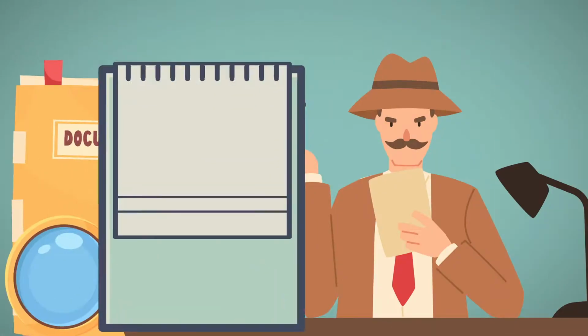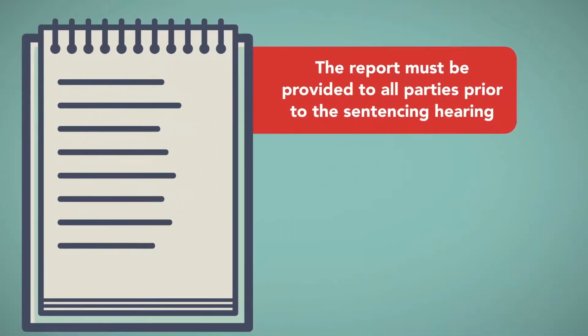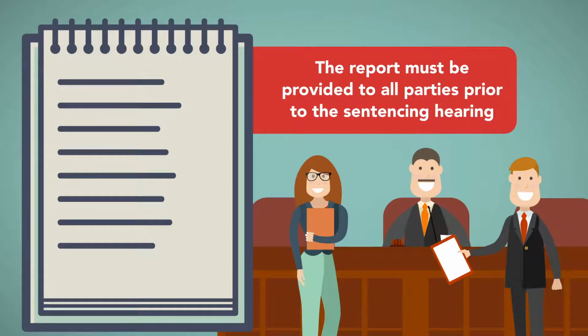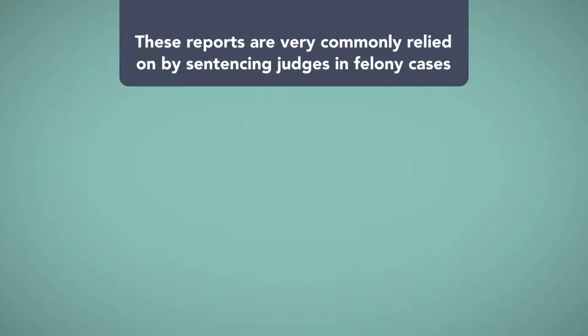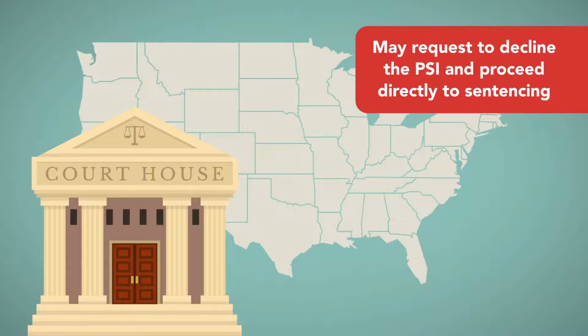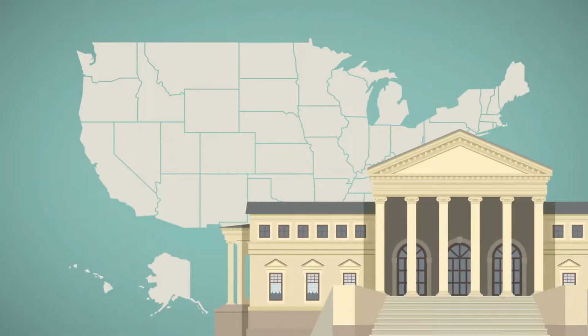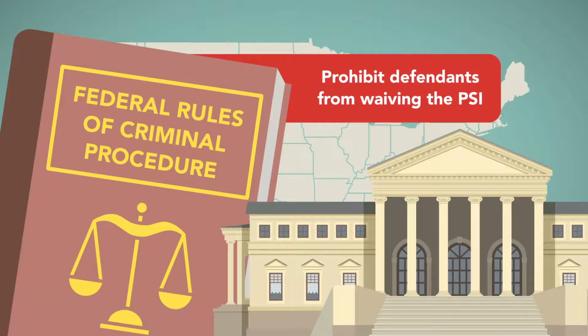After a PSI is conducted, a detailed report is issued that contains a wide range of information about the defendant. The report must be provided to all parties prior to the sentencing hearing, including the prosecution, the defense, and the judge. These reports are very commonly relied on by sentencing judges in felony cases, but are rarely used in misdemeanor cases. Defendants in state court may request to decline the PSI and proceed directly to sentencing if there are no objections. But in federal court, the federal rules of criminal procedure prohibit defendants from waiving the PSI.